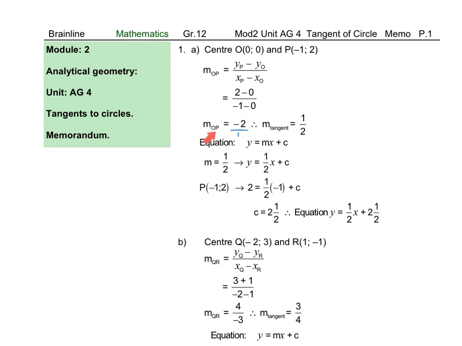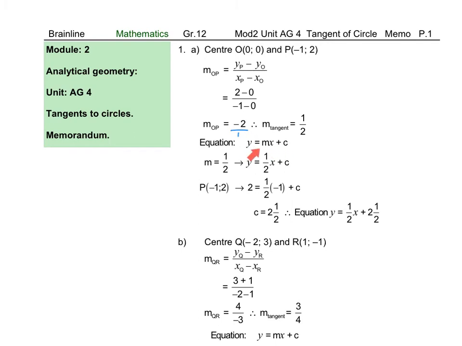Remember that the radius is perpendicular to the tangent, and therefore we will take their gradients and multiply them with one another to equal minus 1. So the short method is to change the sign from a minus to a plus, and then we flip the fraction and it becomes 1 over 2. So the gradient of the tangent is equal to a half.